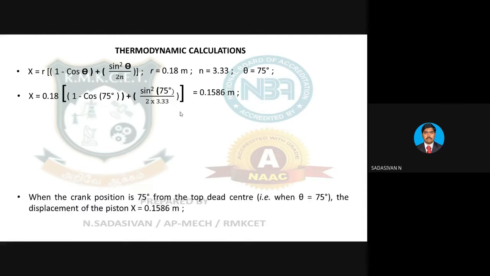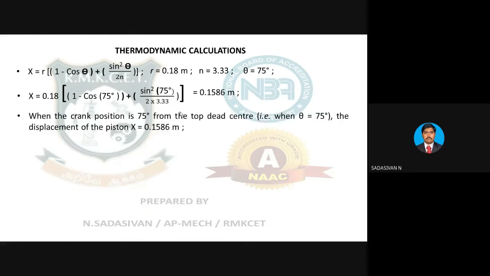So when the crank position is 75 degree from the top dead center, the displacement of the piston is 0.1586. I will take 2 minutes to explain. The cylinder is like this. Sorry, it's a vertical cylinder, right? So the cylinder is like this, my piston is somewhere here, and the crank rotation, this is 75 degree.